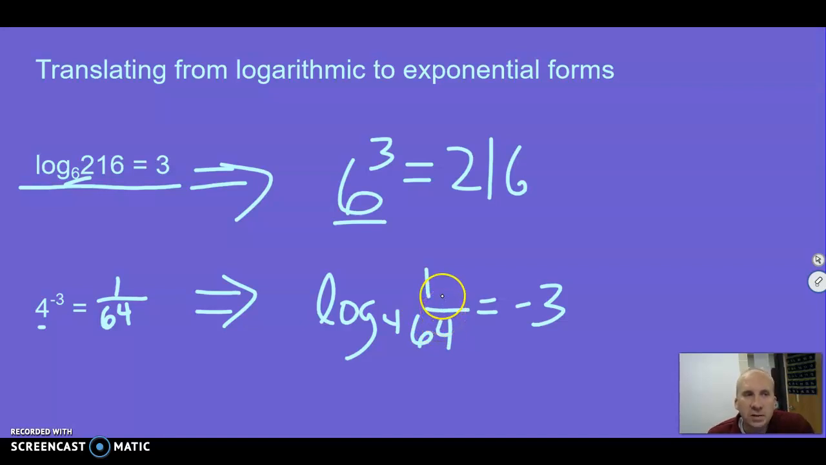All you really need to know to do these is the base of our log is always going to be the same as the base of our exponent. The base of our log is the base of our exponent. And then these two numbers end up switching sides. It's kind of a shortcut way people remember that. But if you understand what logs mean, you can rewrite between one form and the other.